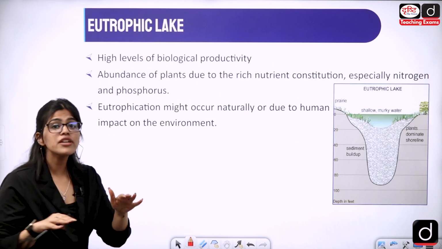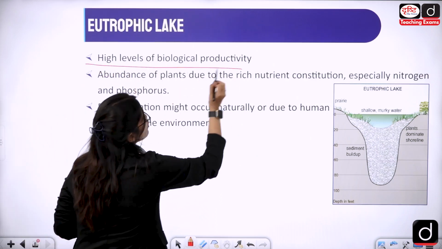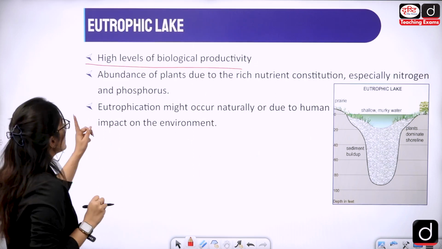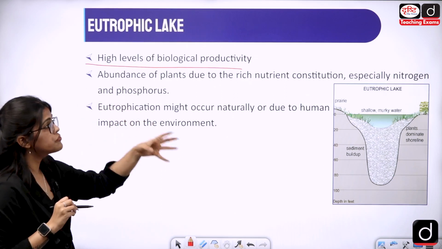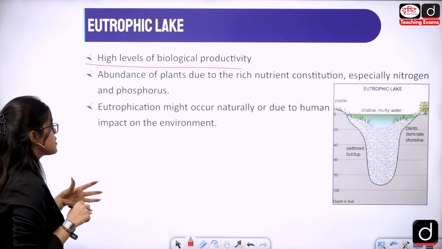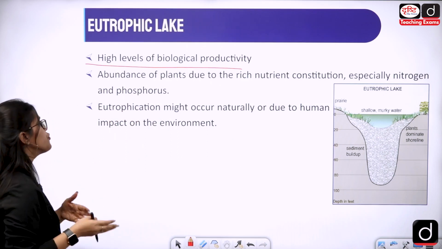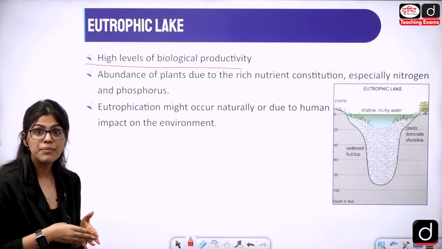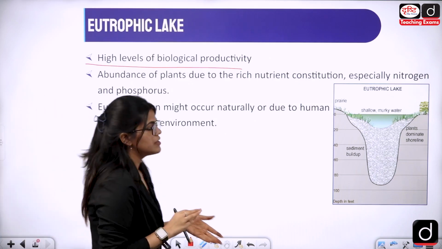The water is not at all fit for drinking. So the high level of biological productivity is seen in your eutrophic lake. Abundance of plants due to rich nutrients that are present, nutrients like nitrogen and phosphorus. Eutrophication might occur naturally or due to human impact in the environment in these types of lakes. Now let us distinguish between the two.